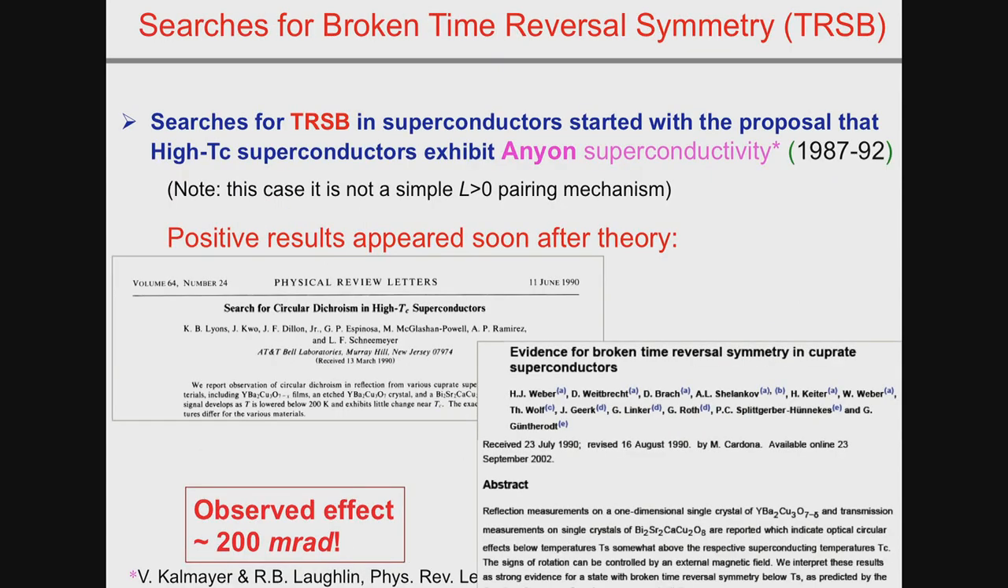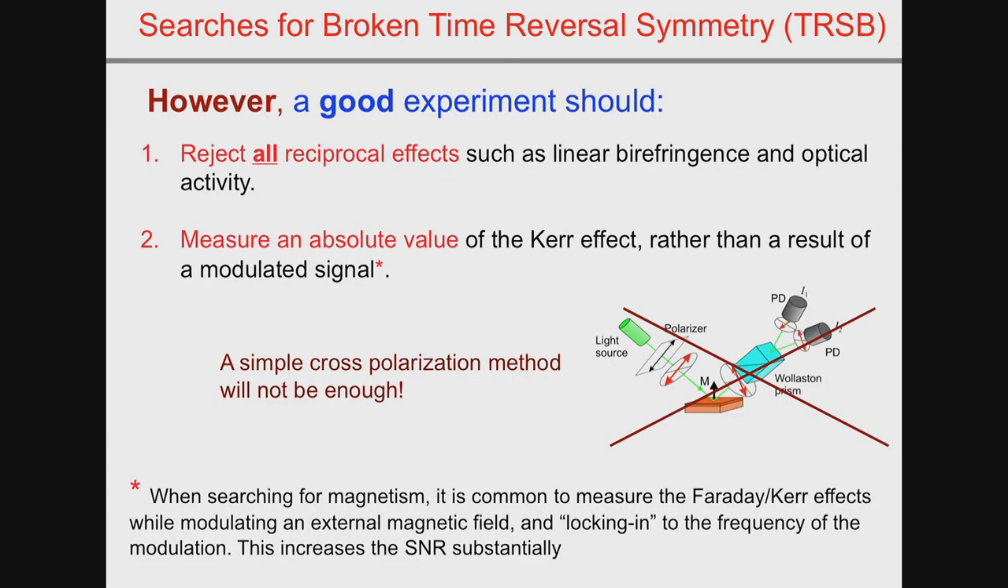So let me just mention that at the time when this was proposed for anyon superconductivity, immediately after, people measured an effect of order 200 milliradians at Bell Labs, in other places in the world. So this is enormous. This is like a very, very strong ferromagnet with very large spin-orbit interaction, which is usually the way you couple to the magnetic component. The world celebrated anyon superconductivity.